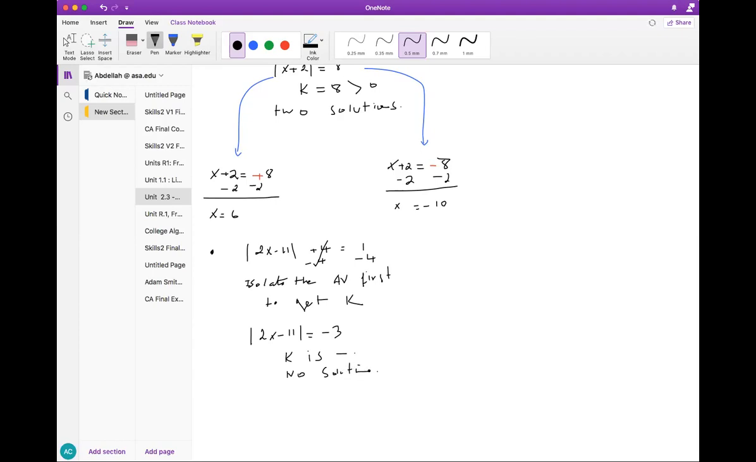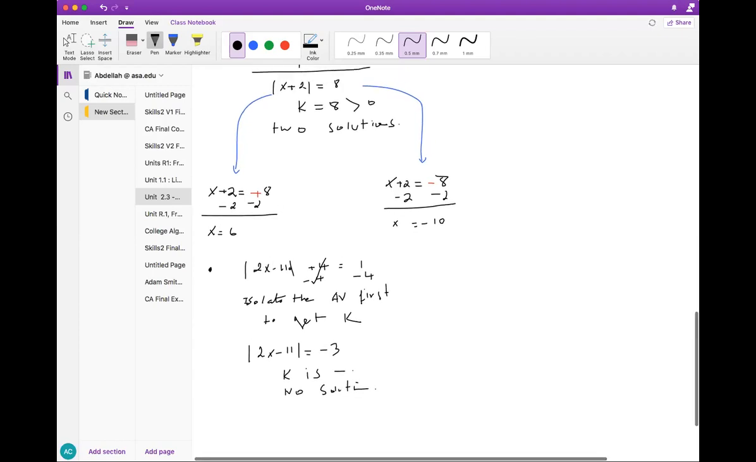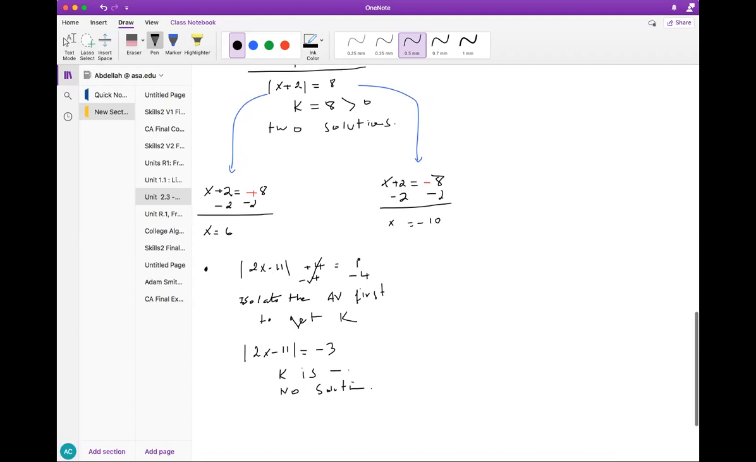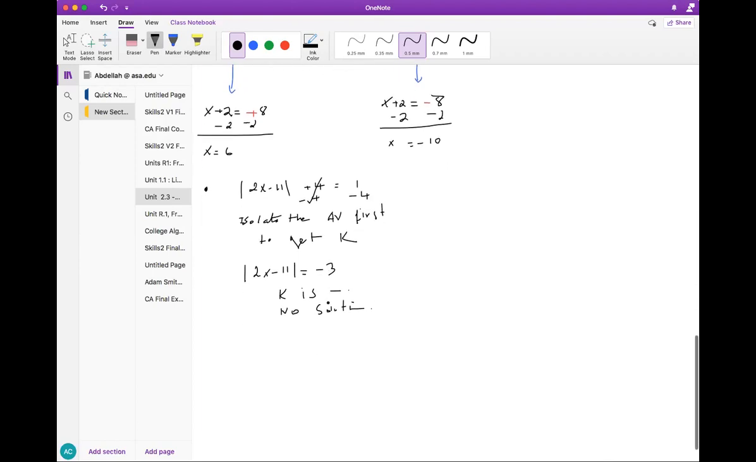Okay, so before you do anything, make sure you isolate your absolute value before you judge k. K is when the absolute value is by itself. If it's not by itself, then that's not k. That's just some random number. For example, here you have 1. It may look like k, it's positive. You may say it's two solutions, but as you can see, once you isolate it, it actually turns negative, and there's no solution.